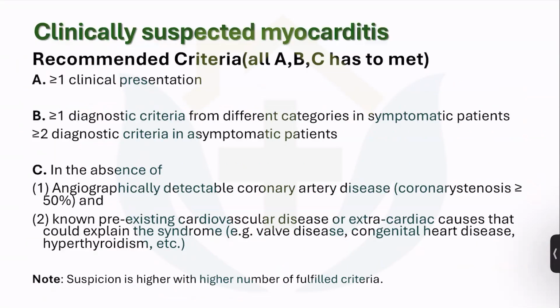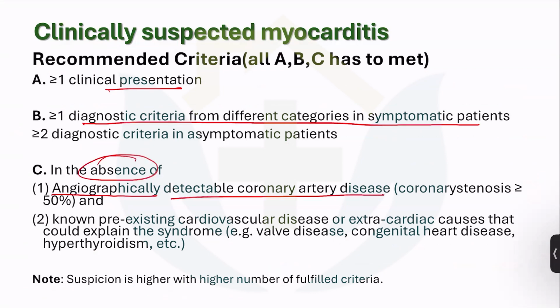So for clinically suspected myocarditis, we basically need a clinical presentation with the clinical features. We need the diagnostic criteria for different categories of symptomatic patients. And importantly, angiographically, detectable coronary artery disease should be absent. So an angio is required for diagnosis. Coronary artery stenosis should be less than 50%, obviously.